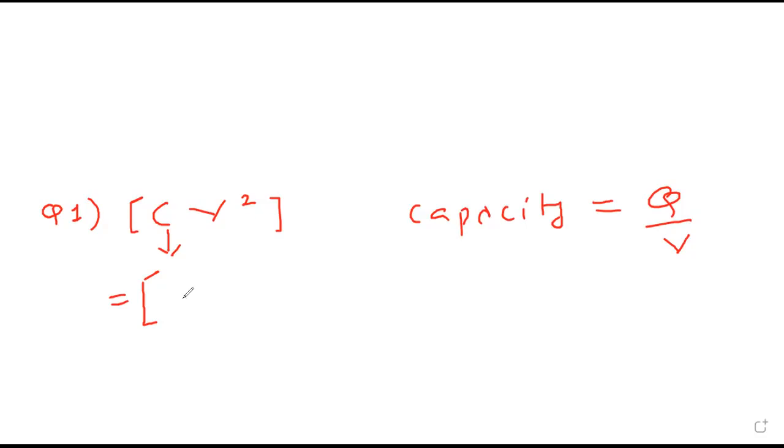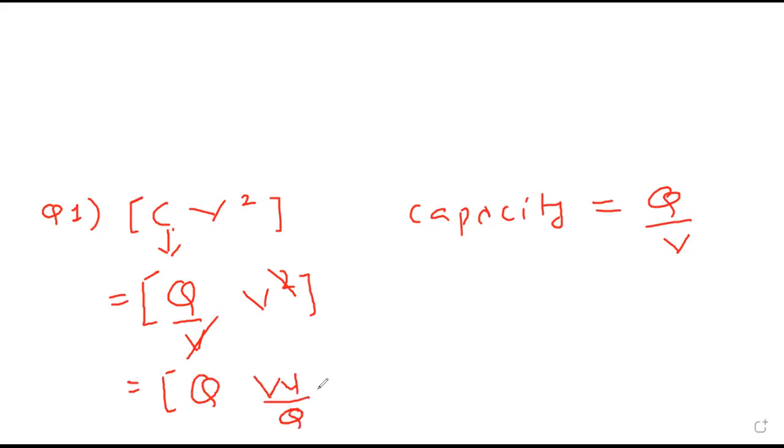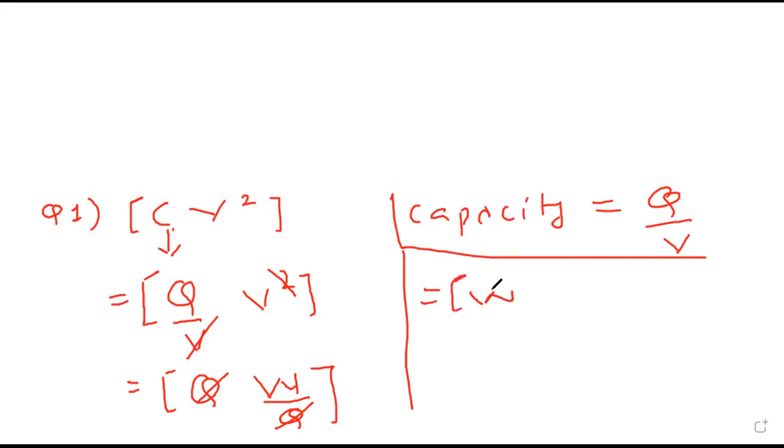I think you all have finished writing 10 times. So C is Q upon V. CV square: one V cancels. Q times V means work upon charge, this I have done earlier for you. So Q cancels, and you are getting CV square equal to W, correct?